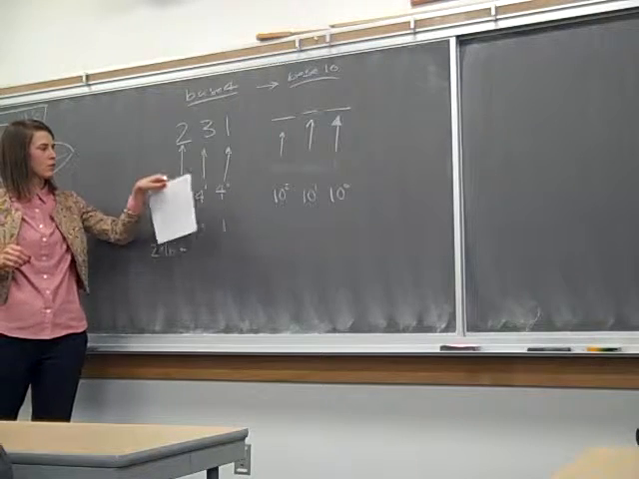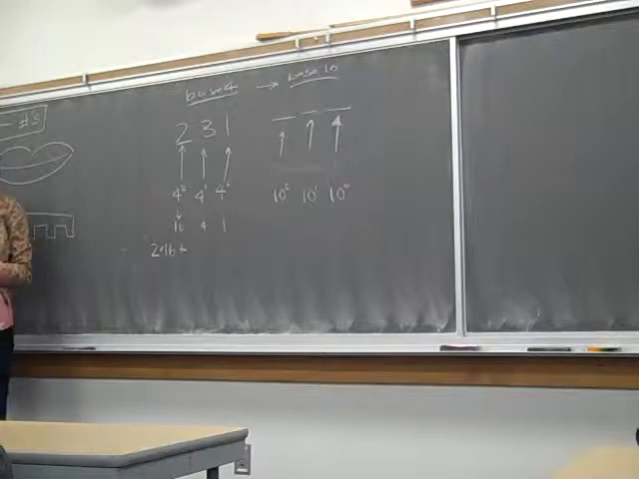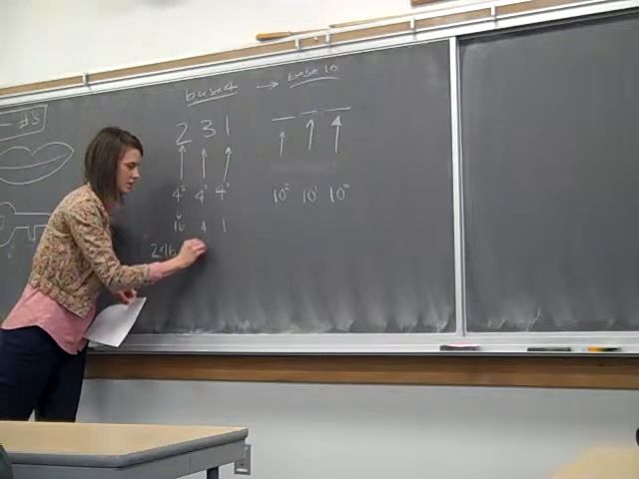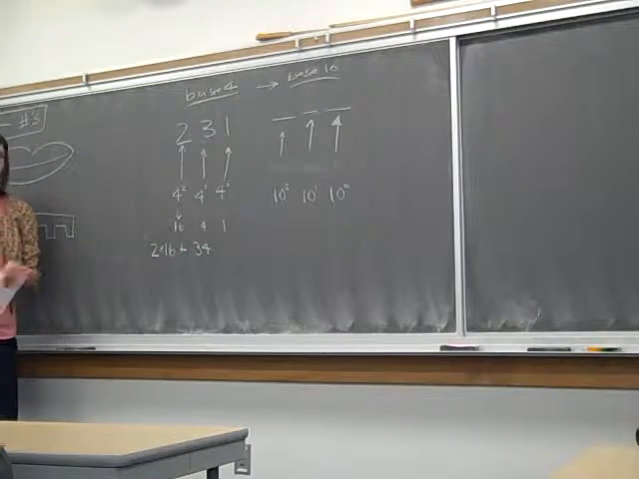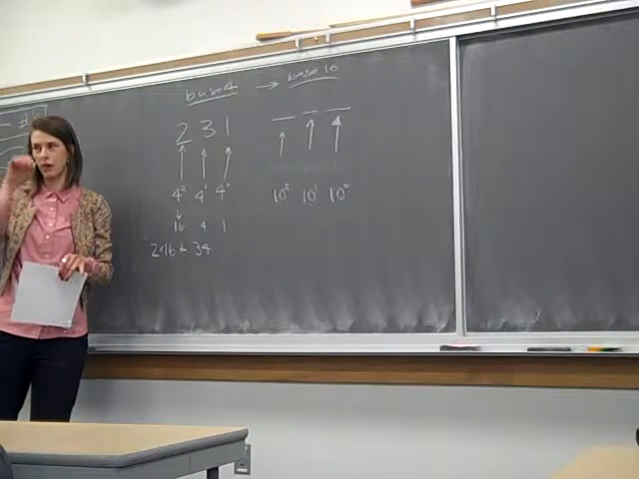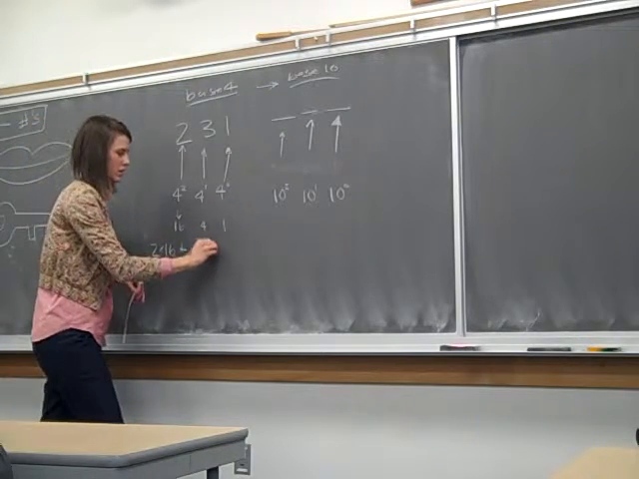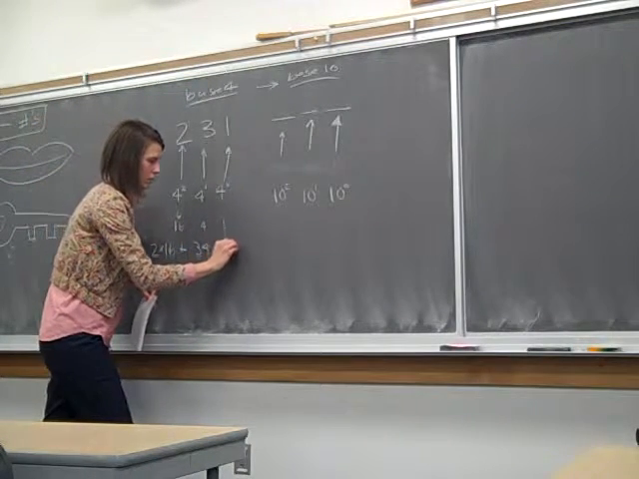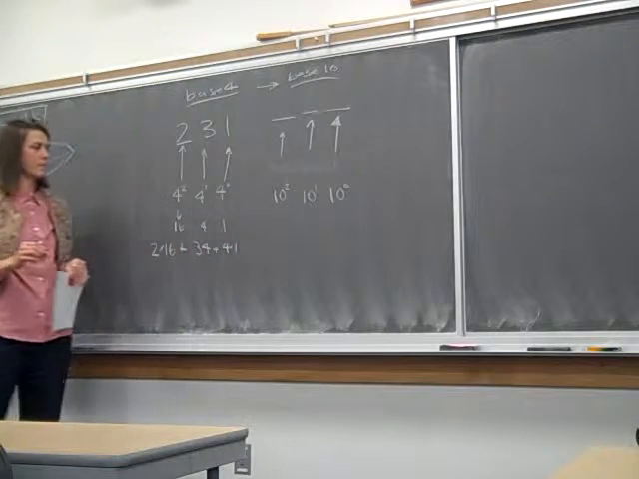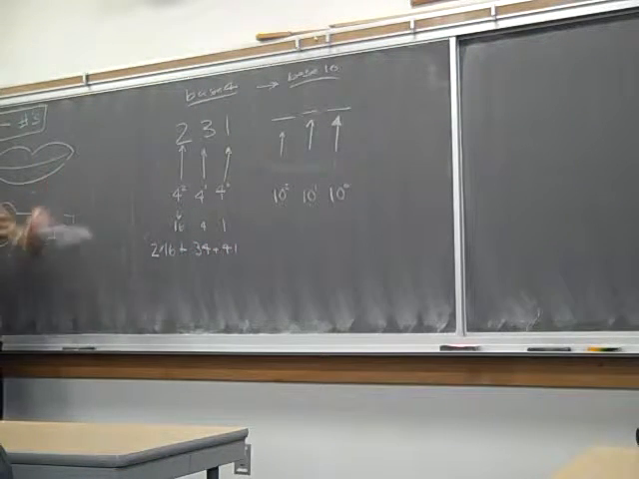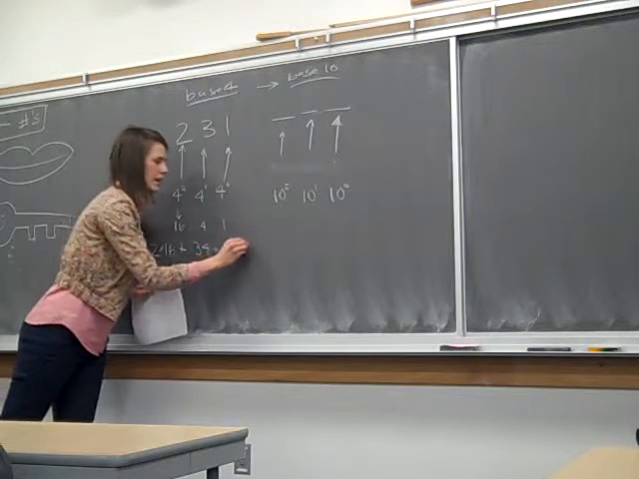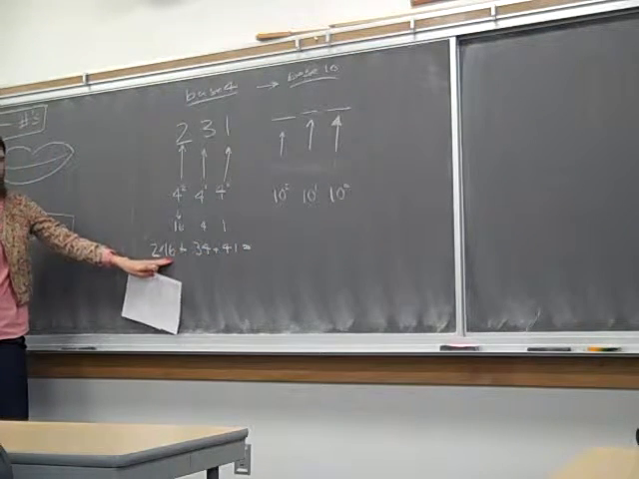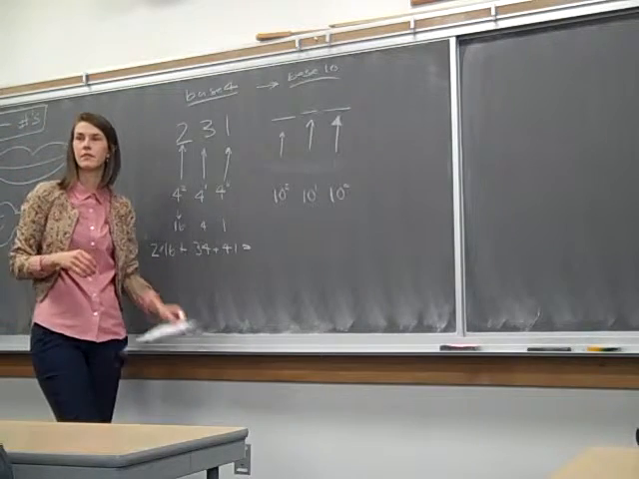And then how many 4s do we have? 3. So we have plus 3 times 4. And then we have 1. How many 4s do we have? That 1. So we do 4 times 1. Okay? Now, since we're doing base 10, it's a little bit easier for us to translate what that number is. So let's add it up. So 2 times 16 is, yeah.